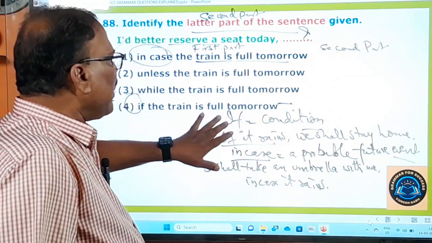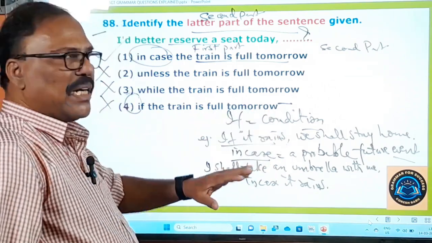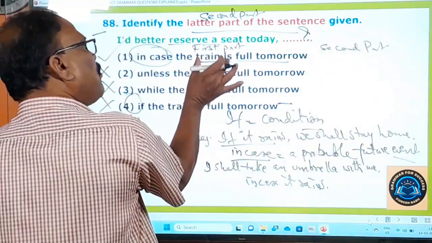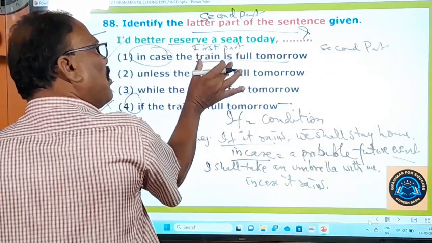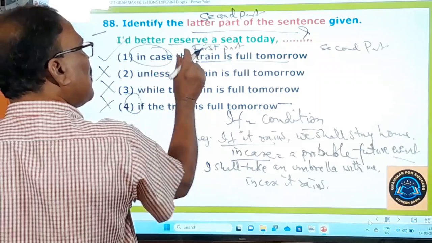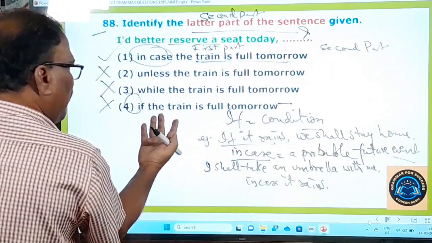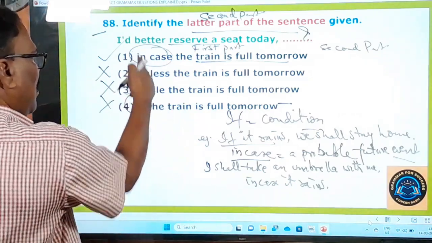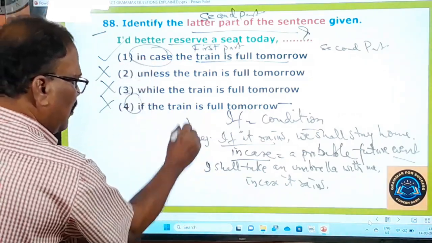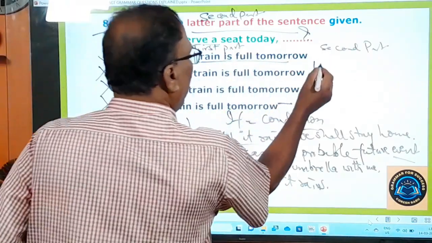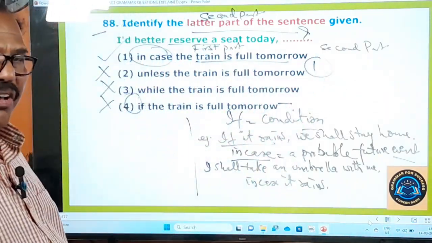So if indicates only a condition, but in case indicates a probable future event. So that's why here it's a probable future event. The train is going to be full. That's why in case is most relevant in the second part, and not this if one. So here in case, please look at the difference between these two things. Two examples are given. So second one, third one, fourth one are wrong, and only the first one is going to be your answer.